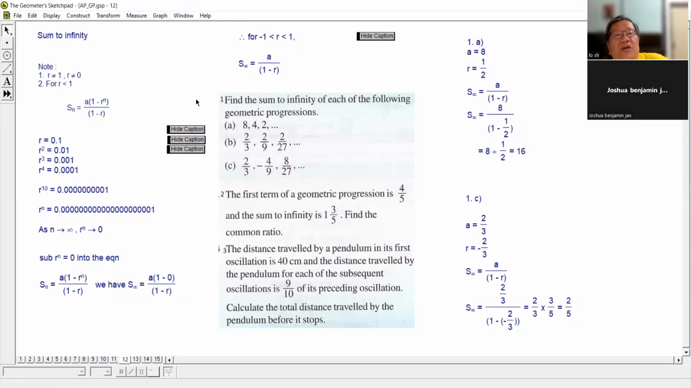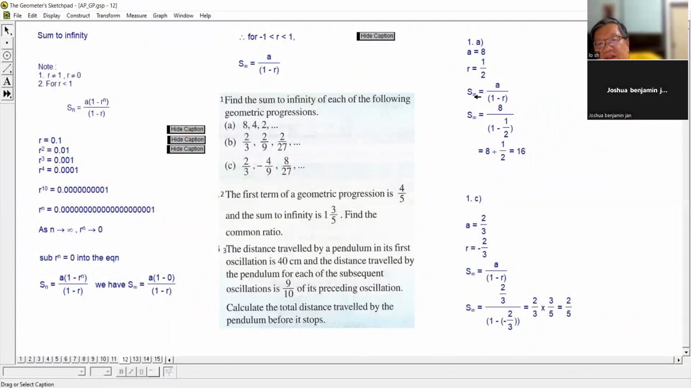Very simple. So now the first question is, find the sum to infinity of each of the following geometric progressions. So that means 8, 4, 2, 1, half, 1 over 4, 1 over 8, 1 over 16, 1 over 32, 1 over 64. I want to add up all these numbers. What is the answer, right? So we identify what is the a and r. a is 8. r is 4 divided by 8, which is 1 over 2.